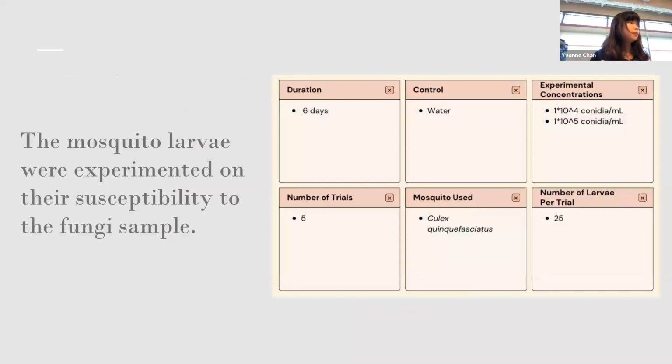This chart shows my basic experimental design for the testing of fungi on mosquito larvae. The duration for each trial is 6 days, and a total of 5 trials were conducted. Every experimental group was paired up with a control. The control is just 25 Culex larvae living in a tube with ultra-pure water, and 2 experimental concentrations were tested. The lower concentration is 10,000 conidia per milliliter, while the higher concentration is 100,000 conidia per milliliter.